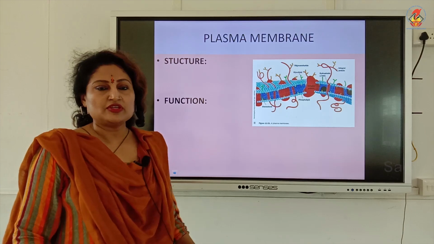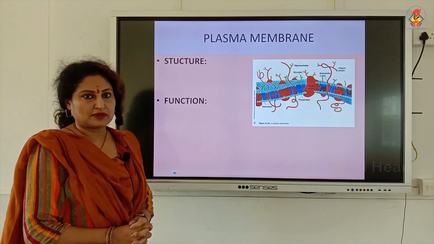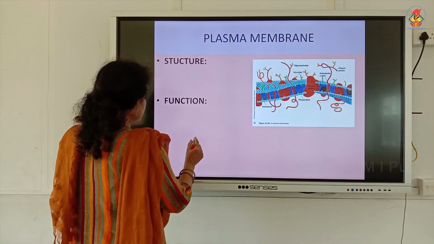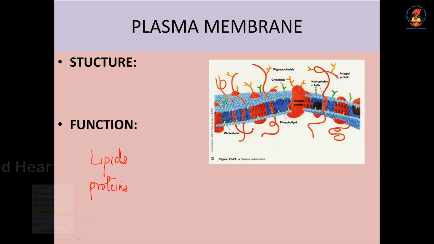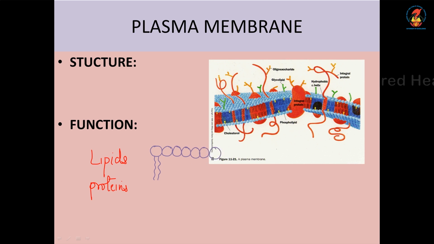So the plasma membrane. We know any cell is surrounded by a membrane called the plasma membrane. The plasma membrane comprises two important chemical constituents, namely lipids and proteins. The lipids, this is the structure of a lipid, is the polar head and the non-polar tail. The lipids are arranged in a bilayer, that is two layers. There are two layers of lipids with the polar head facing outwards. See, I am drawing a number of lipid molecules with the polar head facing outwards and the non-polar tail facing inwards. So this is one layer of lipid.